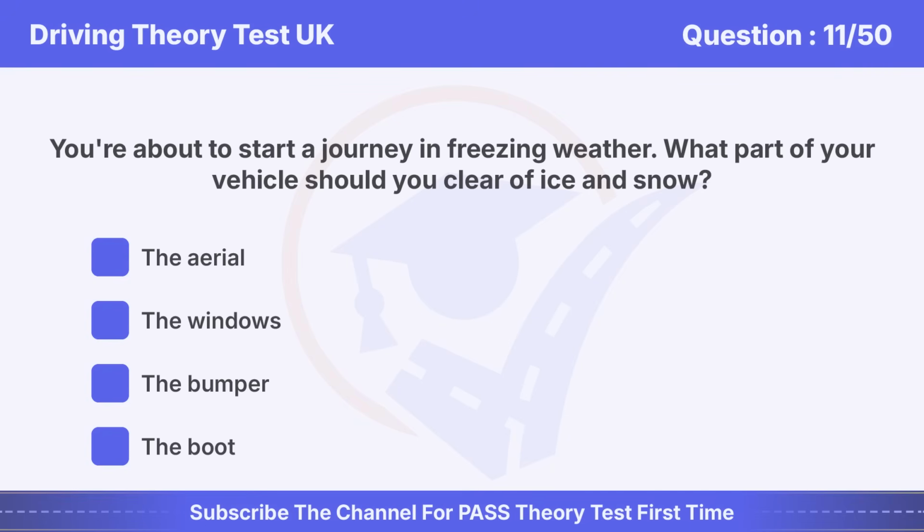Question 11. You're about to start a journey in freezing weather. What part of your vehicle should you clear of ice and snow?